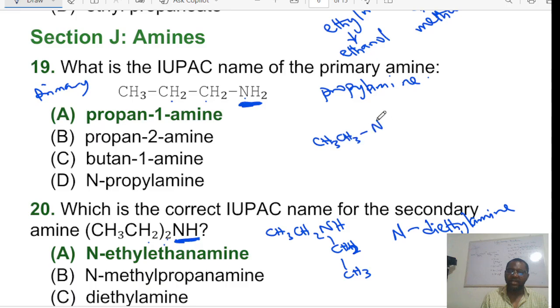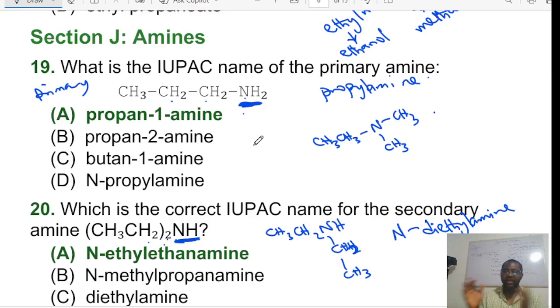Then a tertiary amine should look like this. CH3, CH2, then N, CH3, then CH3. Something like this. No hydrogen. The nitrogen does not have any hydrogen. That's what makes it tertiary. So the first one is primary, the second one is secondary, and the third one is tertiary. And that is how to name it.